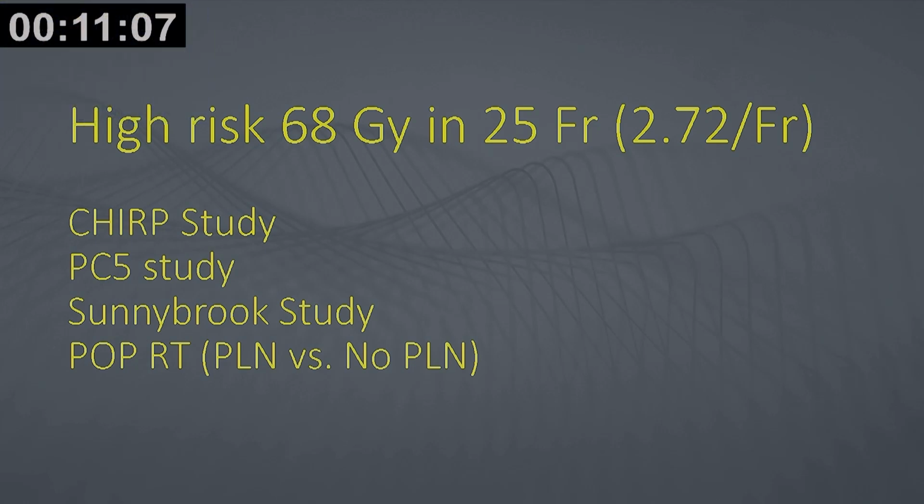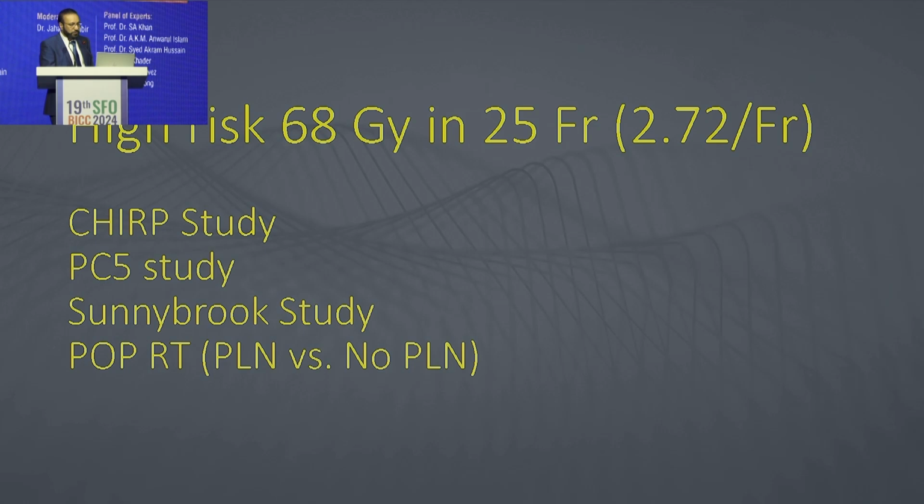I would highlight a little bit more of my study. I did many years of work. From 2004 I'm working on this dose: 68 Gray in 25 fractions, which I typically use for high risk prostate cancer. We call it CHIRP study, where we did the randomized trial. Before that was IT1, I-96, and then CHIRP study from Cross Cancer in Canada.